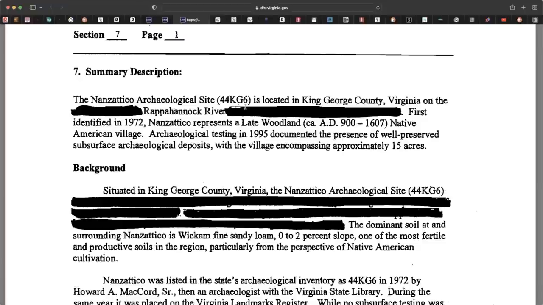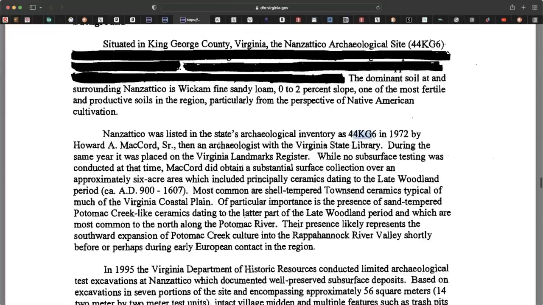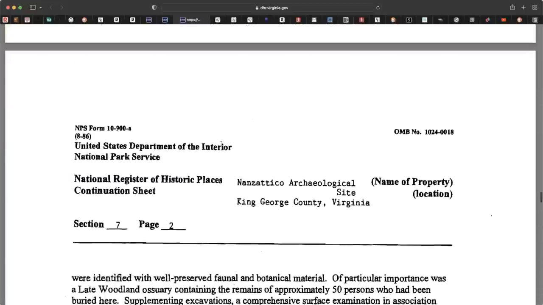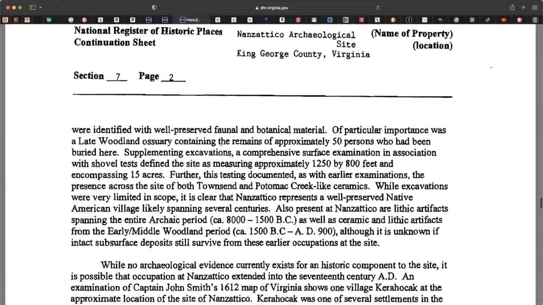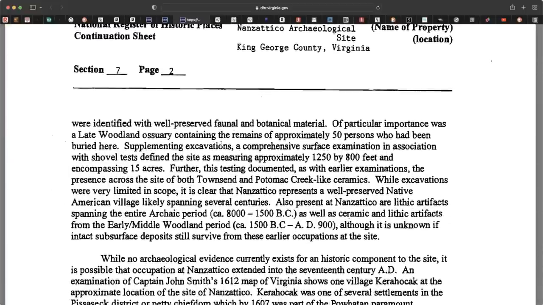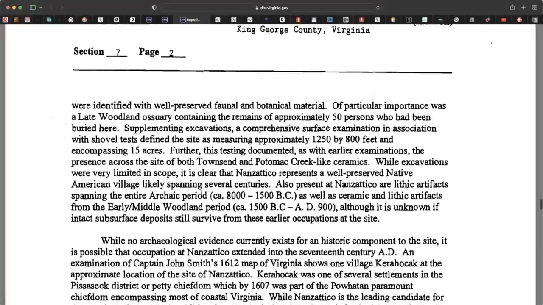And they crossed this out, so you don't know where it is. They don't want you to go find it. First identified in 1972. And it tells you all the stuff they're finding here, which was very important because it helped identify how these people were living in many different periods of time. I want to go to this part right here.